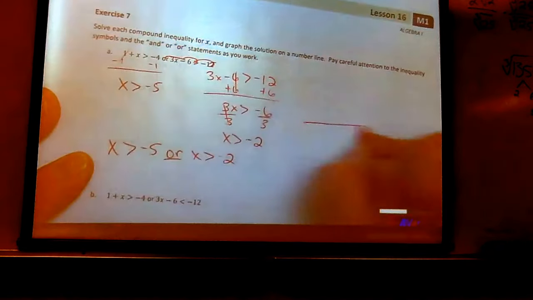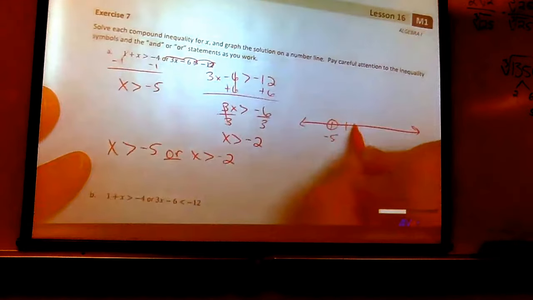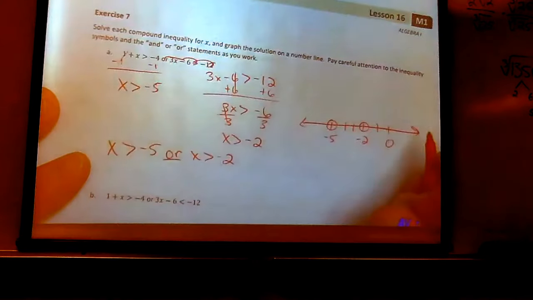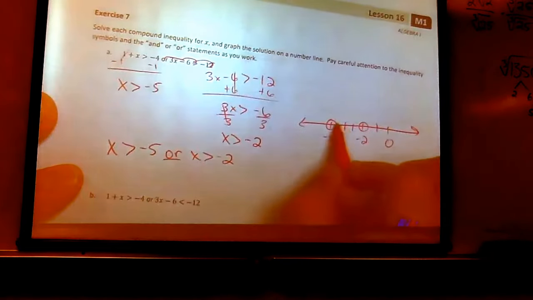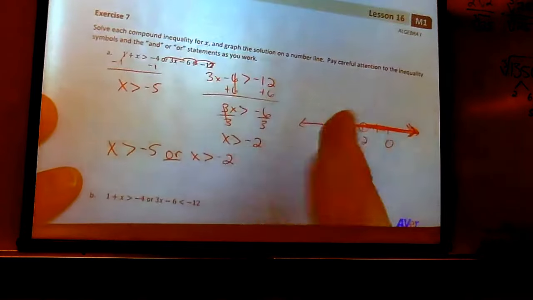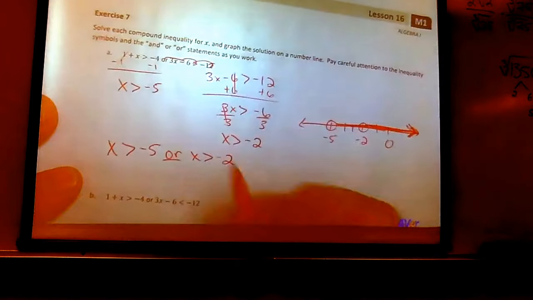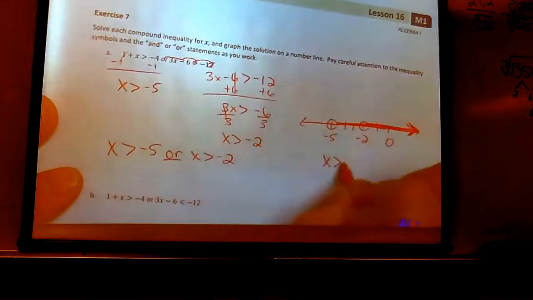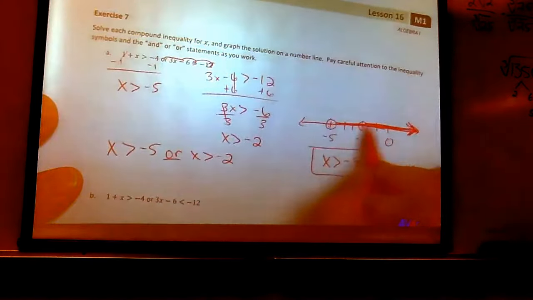Yep. So when you graph it, you would have -5, open circle, -2, open circle. And which way do they both go? Right. They both go to the right. But since it's or, that means either one. We don't have to satisfy both of them, we just have to satisfy one or the other. Everything from this one works for this one. So your final answer is just x is greater than -5, because this one just goes over that.